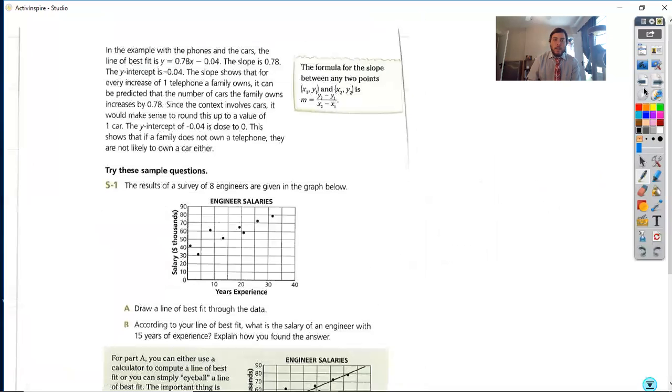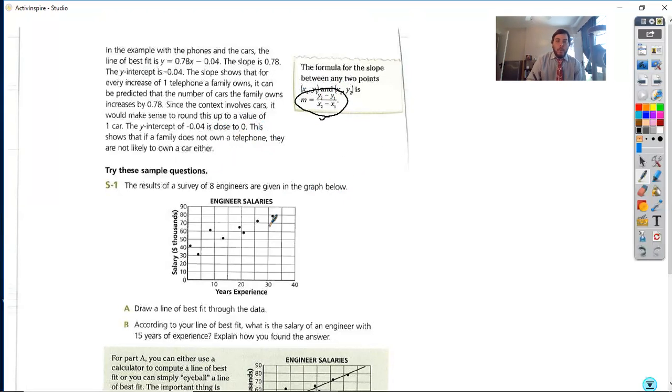All right, take a look at the next page here. It says, in the example with the phones and cars, the line of best fit, right? Just like I was talking about, the slope is 0.78 and the y-intercept is 0.04. So the slope shows that for every increase of 1 telephone a family owns, it can be predicted that the number of cars the family owns will increase by 0.78. And then, like we said before, the y-intercept also being close to 0 shows that if the family does not own a telephone, they are not likely to own a car either. One of the keys here is to find slope, right? For slope, we use our formula, which is the change in y, or y2 minus y1 over x2 minus x1.